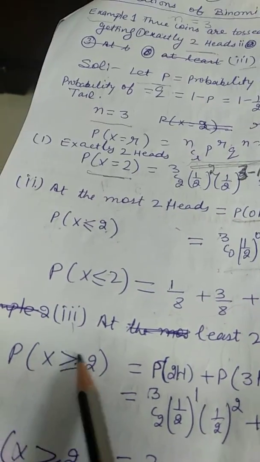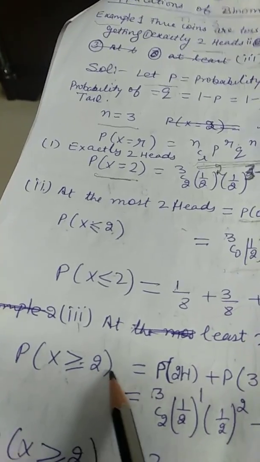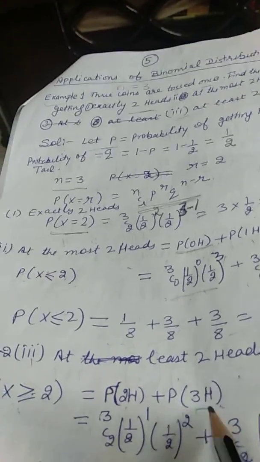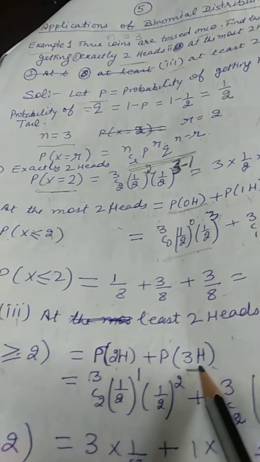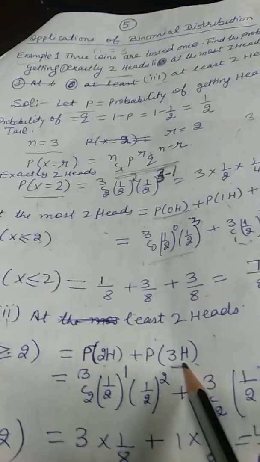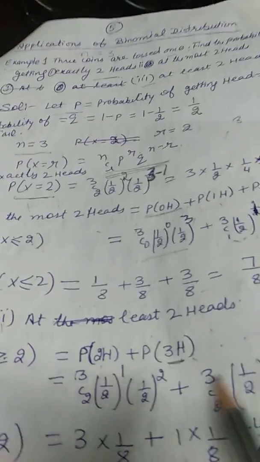Third part of the question is at least 2 heads. At least 2 heads means you can have at least 2 heads or more than 2. So probability of x greater than or equal to 2 means probability of 2 heads plus probability of 3 heads. So I have stopped here at probability of 3 heads because the coin is tossed only 3 times. Therefore we cannot take probability of 4 heads because we are not tossing the coin 4 times. Just again add the probabilities. Your answer is 1 by 2. So I will send the picture of this numerical to you.